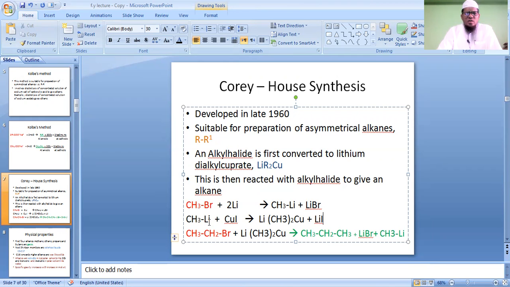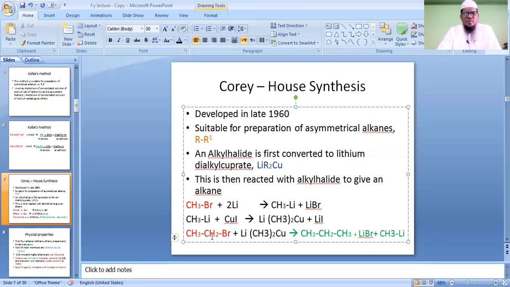The main reaction is alkyl halide reacted with this lithium dialkyl cuprate. The reaction of alkyl halide with lithium dialkyl cuprate gives propane here. In this way, in this method, lithium dialkyl cuprate is reacted with alkyl halide to give alkane. A higher alkane is formed here.